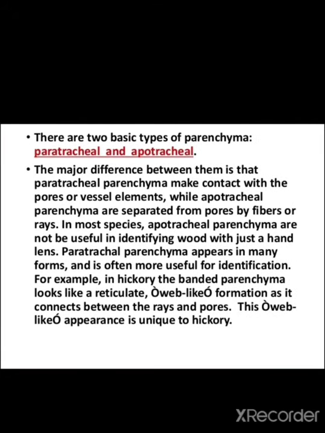Two basic types of parenchyma: paratracheal and apotracheal. The major difference between them is that paratracheal parenchyma makes contact with the pores or vessel elements, while apotracheal parenchyma are separated from pores by fibers or rays. In most species, apotracheal parenchyma are not useful in identifying wood with just a hand lens. Paratracheal parenchyma appears in many forms and is often more useful for identification.